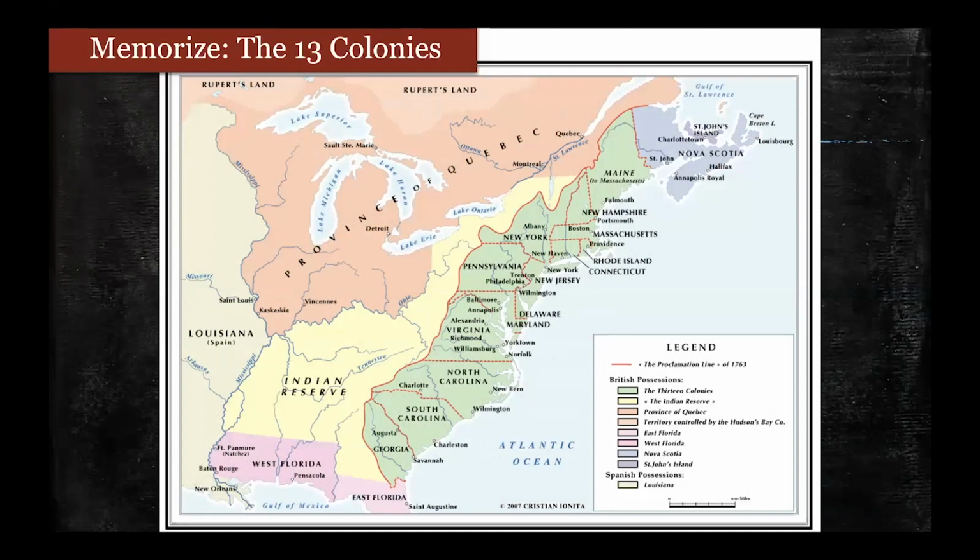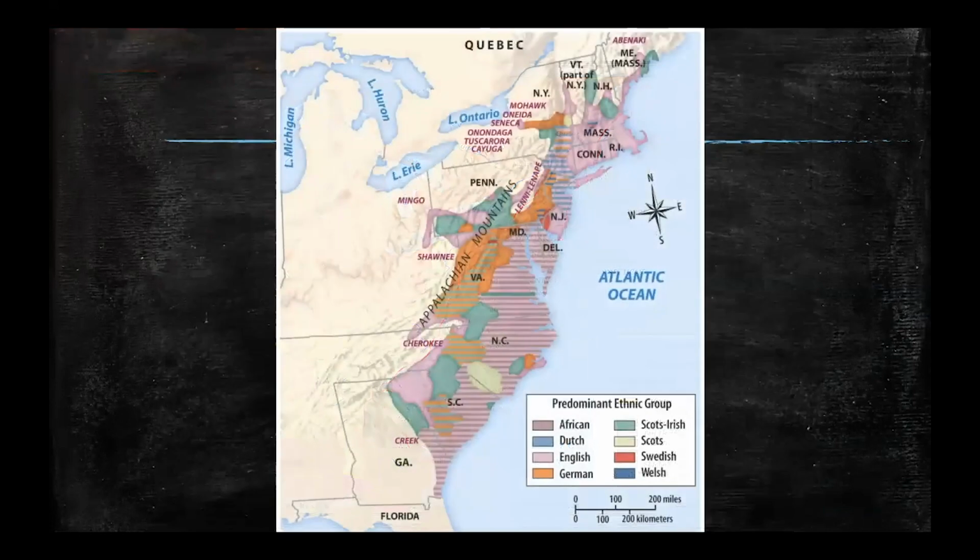Here's a map showing the 13 colonies and the proclamation line of 1763. Here's a map showing the 13 colonies again and the predominant ethnic groups in the colonies. Of course, African, Dutch, English, German, Scots, Irish, Swedish, and Welsh. So predominantly, right, the United Kingdom, the British, Great Britain, and Dutch and German, and of course, Africans who were brought over as slaves.